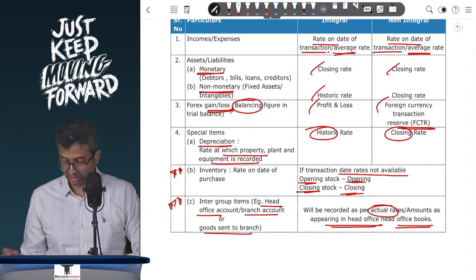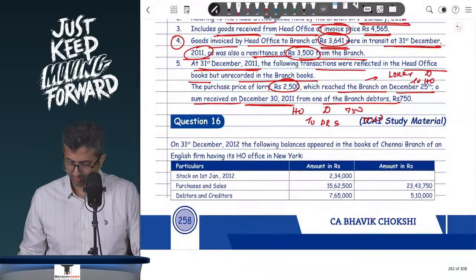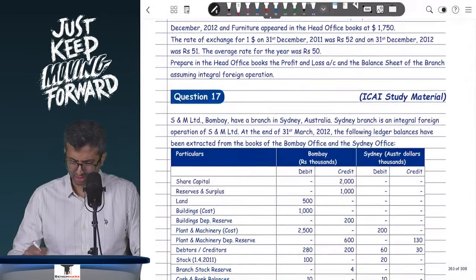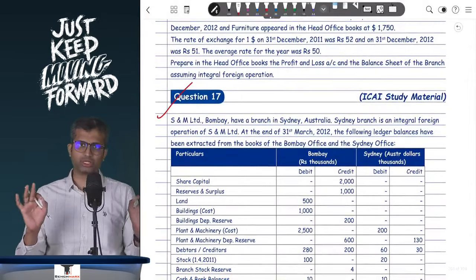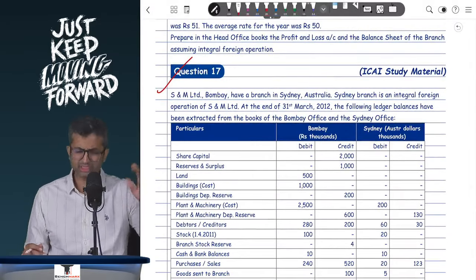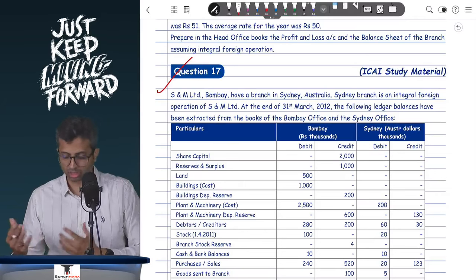Now, based on that, there are 5 questions. We'll quickly review them and then get done with this chapter. So let us go to question number 17, please. So you'll have question number 17 where there's a trial balance that you'll need to convert. So over here, then 16 and 18, I believe, we'll have the trading and P&L account to be prepared and the balance sheet.